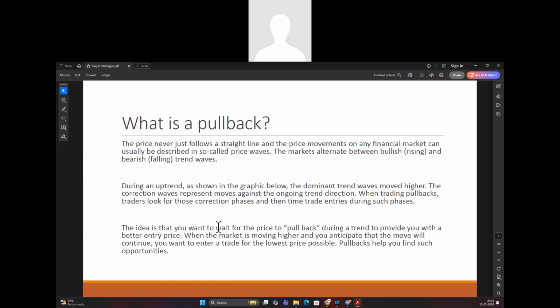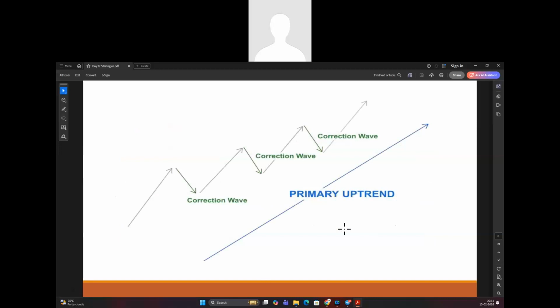The idea is that you want to wait for the price to pull back during a trend to provide you with a better entry price. When the market is moving higher and you anticipate that the move will continue, you want to enter a trade for the lowest price possible. Pullbacks help you find such opportunities.